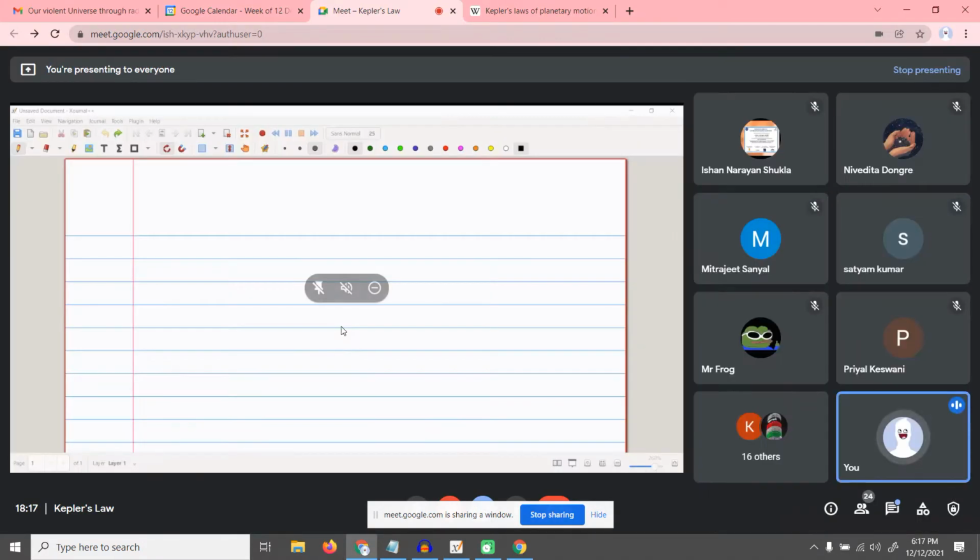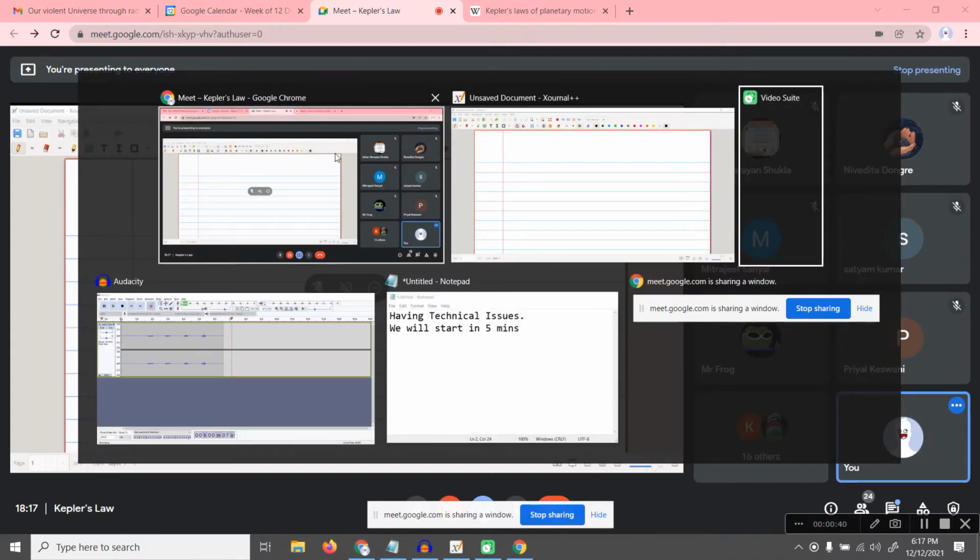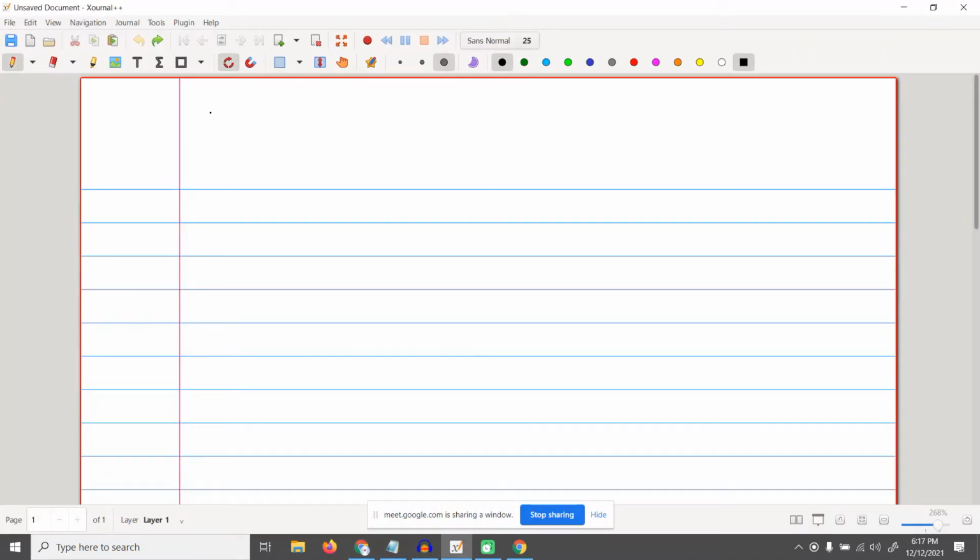All right, so today's session is on Kepler's law, right? So I have no idea how to approach this, but let's try it anyway. Let's start with Kepler's law. How many of you know what Kepler's laws are?